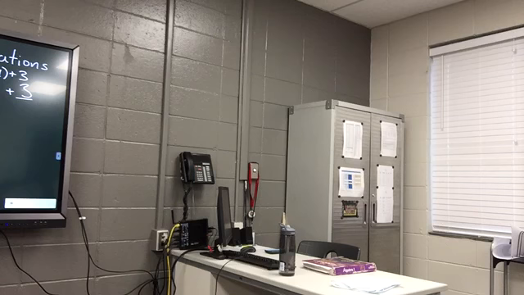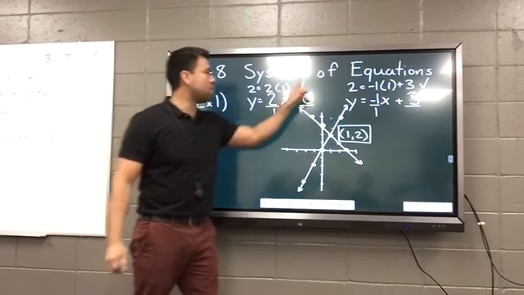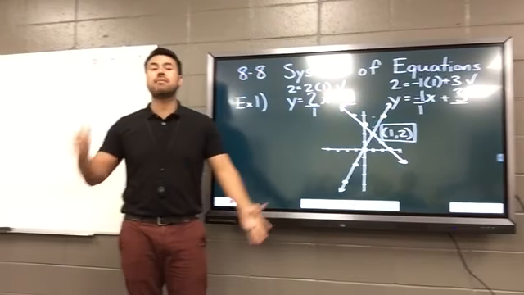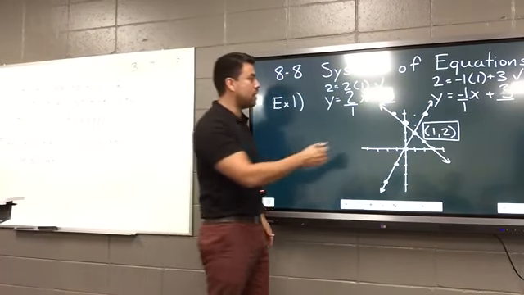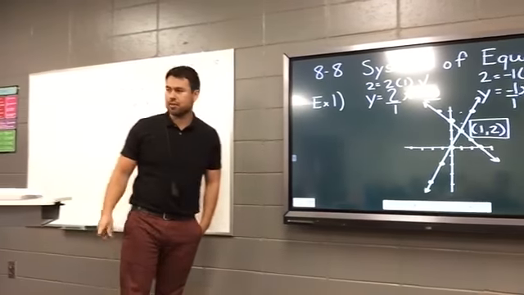So what's negative 1 times 1? Negative 1 plus 3. Does that check? So is this point a solution for both of these at the same time? Yes. You have solved the system of equations, the ordered pair 1, 2.